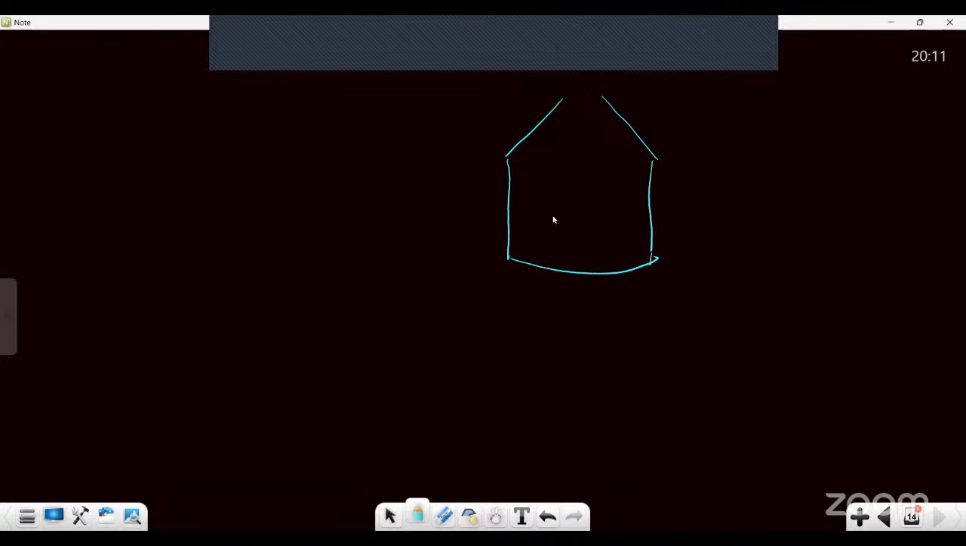Like this. Okay. And we also have the hot metal. This is the hot metal. And on the top of the hot metal, we have the slag. Right? On the top of the hot metal, we have the slag. So this is our slag. Right?